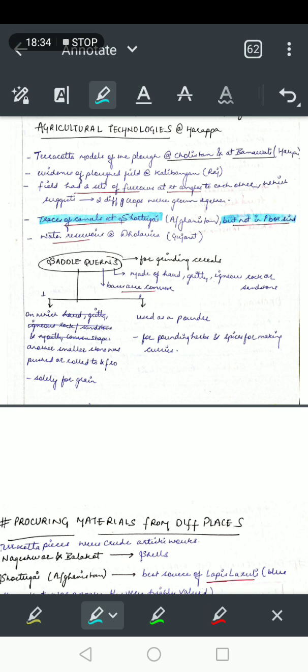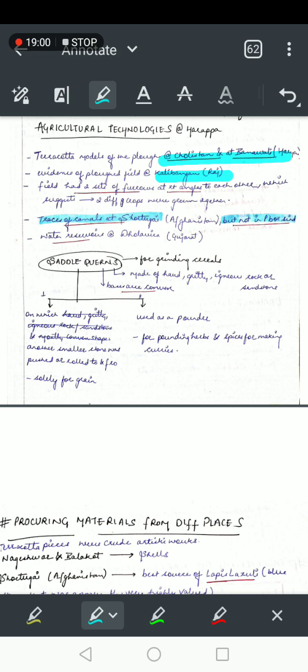Now, terracotta models have been recovered from two places, Cholistan and Banawali, Haryana. There is the evidence of a plowed field at Kalibangan in Rajasthan. Now, in the agricultural field, they had two sets of furrows which were at right angles with each other, and this indicates that there was multiple cropping in the Indus Valley civilization.